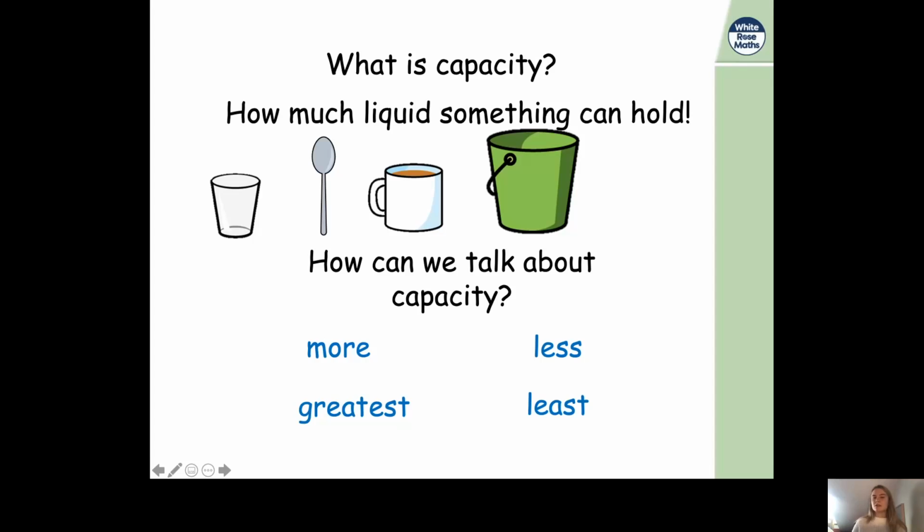Now we can also use greatest and least. Greatest would be which of these items can hold the most water, or the most of any liquid, and least would be used to describe the container, the item that could hold the least amount of liquid when it was full. So let's now use these words in some sentences.